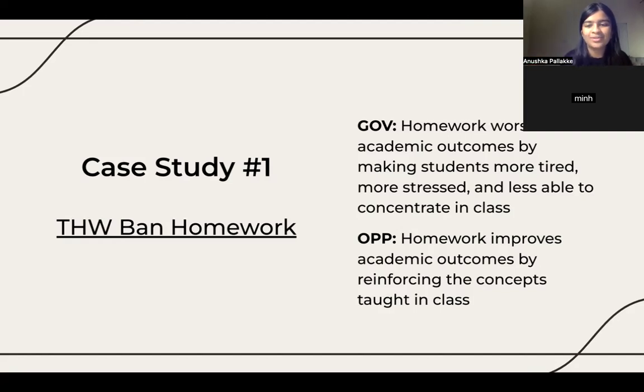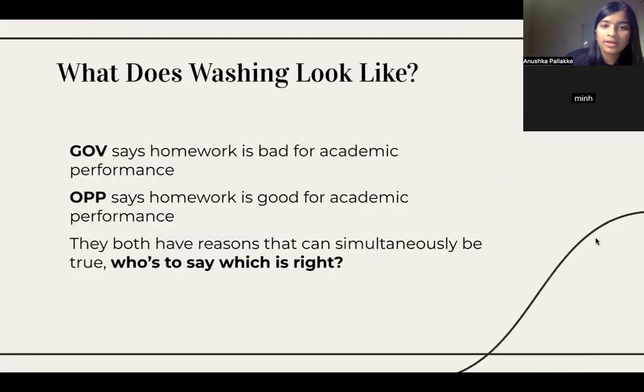The op case would just be: okay, homework improves academic outcomes by reinforcing the concepts taught in class. So the washing here would be in terms of academic performance. You see that both cases are saying one of these is bad for academic performance, the other is good for academic performance.